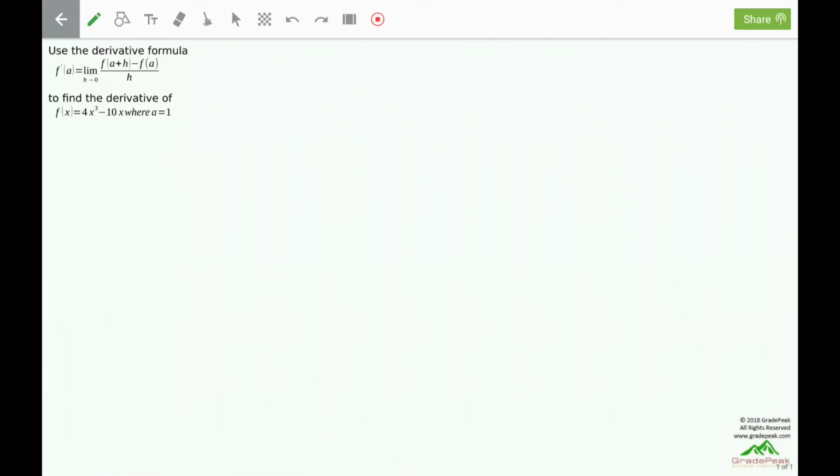Use the derivative formula f prime of a equals the limit as h goes to 0 of f of a plus h minus f of a, divided by h, to find the derivative of f of x equals 4x cubed minus 10x, where a equals 1. The first thing to do is write down the derivative formula for a as 1. So f prime of 1 equals the limit as h goes to 0 of f of 1 plus h minus f of 1, all divided by h.